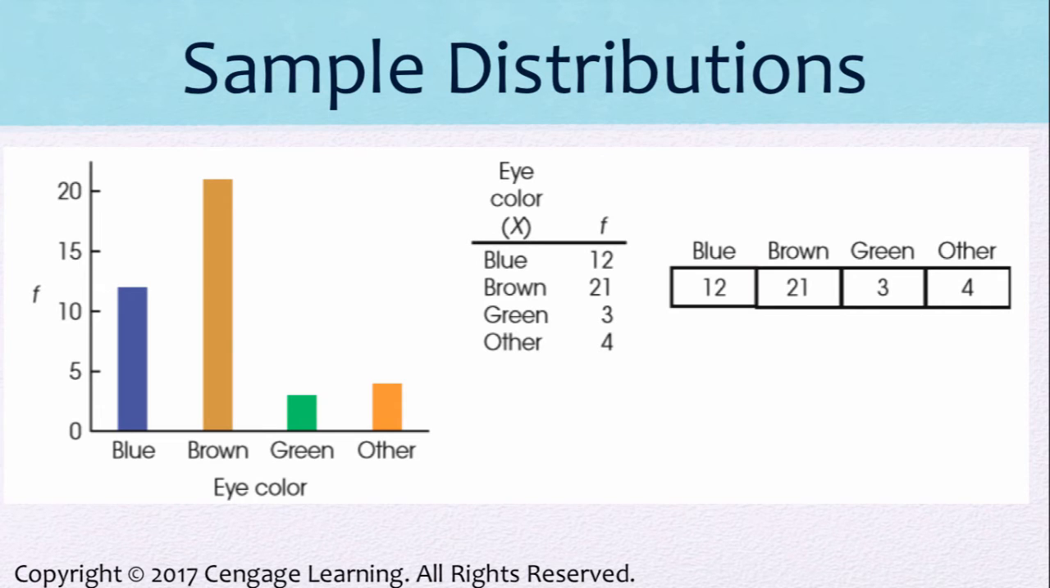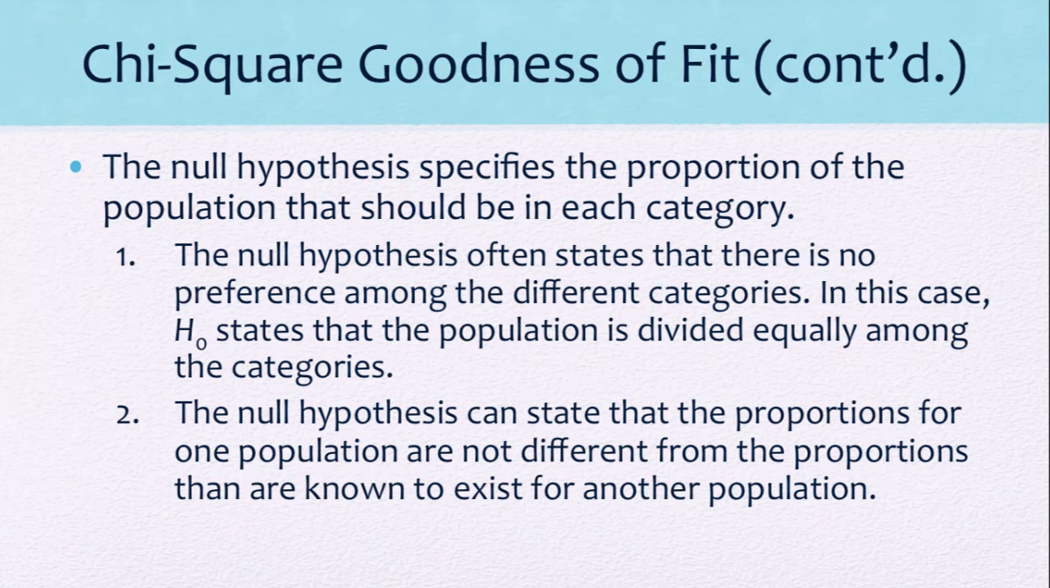With this in mind, if we go back to the previous slide and look again at the null hypothesis, right, it specifies the proportion of the population that should be in each category. And what we're talking about in terms of what should be in each category is our expected frequencies. If we look at the first option, again, the null is saying that there's no preference. And so among the different categories, you're going to have equally divided frequencies.